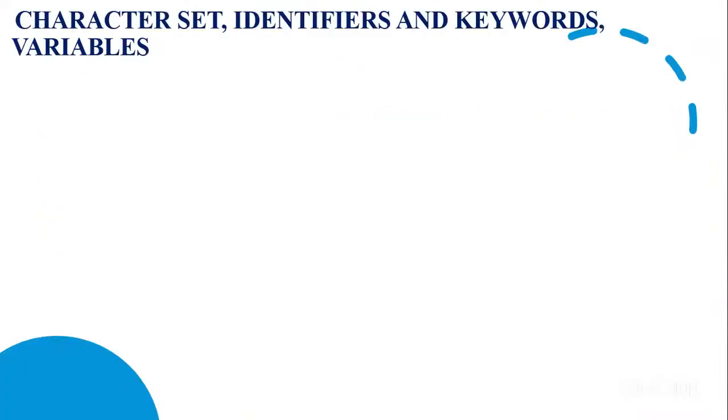So here we are going to discuss the character set used in C language, what you mean by identifiers, what the keywords are, and what the variables are. We have seen yesterday what a variable is and the rules to name variables briefly. Today we will discuss the character set used in the C language, what you mean by identifiers, why they are necessary, what the keywords used in C language are, and what variables are and how to declare them.